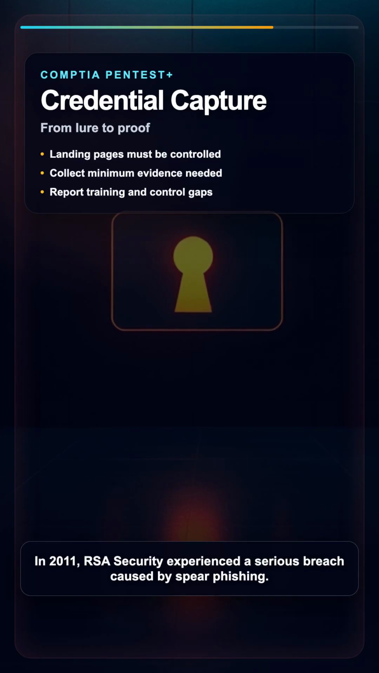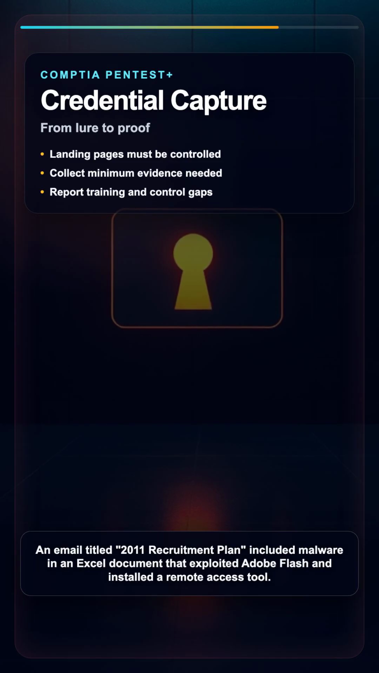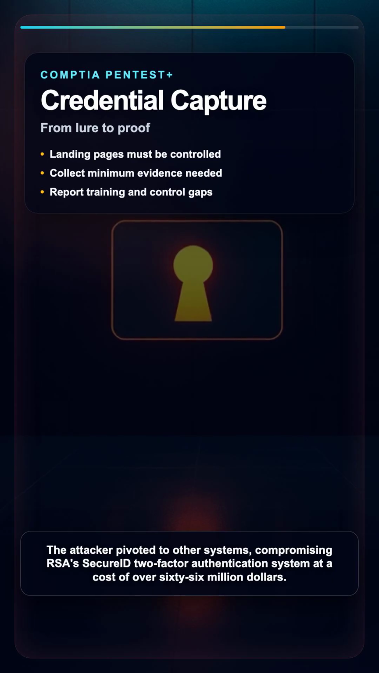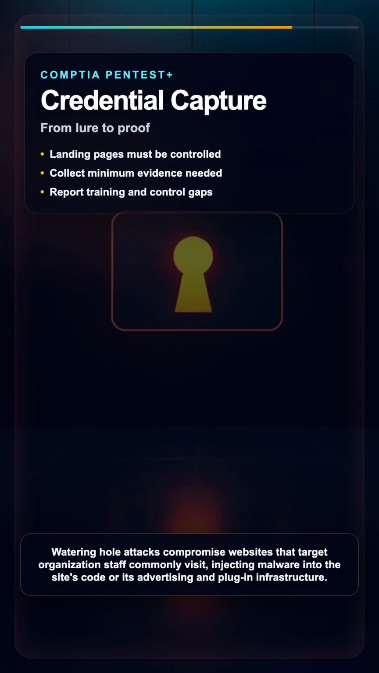In 2011, RSA Security experienced a serious breach caused by spear phishing. An email titled 2011 Recruitment Plan included malware in an Excel document that exploited Adobe Flash and installed a remote access tool. The attacker pivoted to other systems, compromising RSA's SecurID two-factor authentication system at a cost of over $66 million. Watering hole attacks compromise websites that target organization staff commonly visit, injecting malware into the site's code or its advertising and plugin infrastructure.